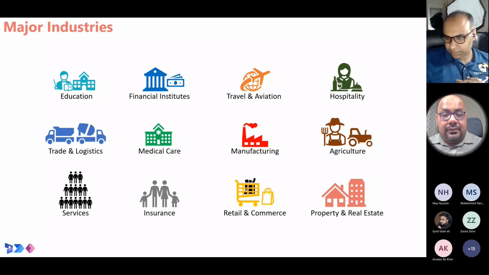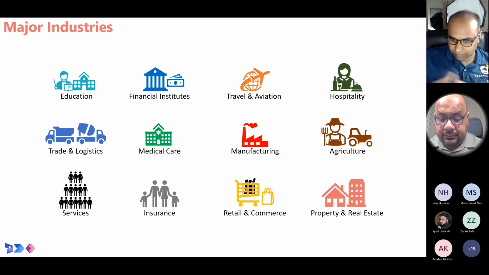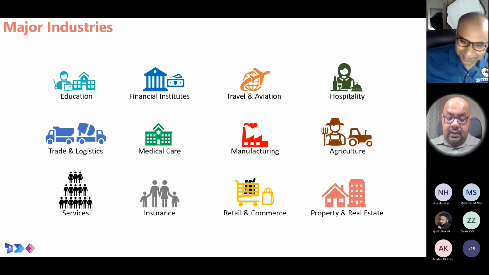Adnan, there is a question by Mr. Rana Umar Hayat. He's asking how the agriculture and real estate sectors are using Microsoft Dynamics. If you can give them a quick example. You're the expert on property and real estate, so please give quick examples.